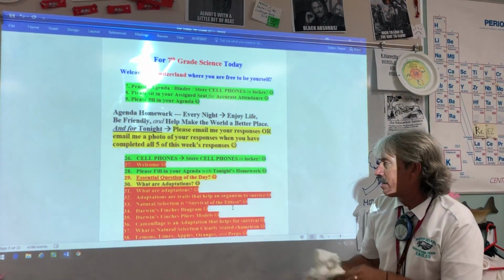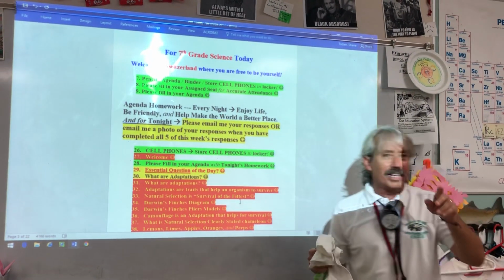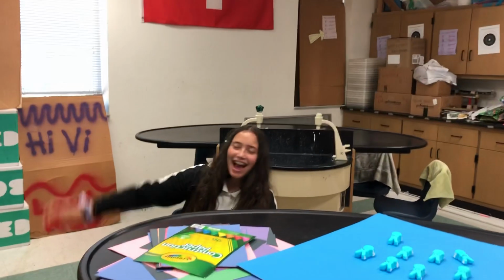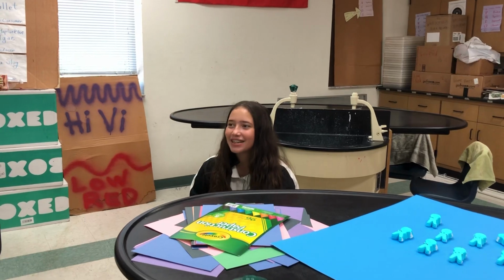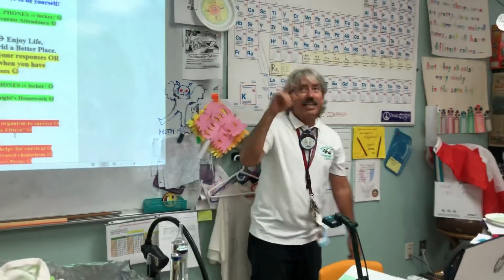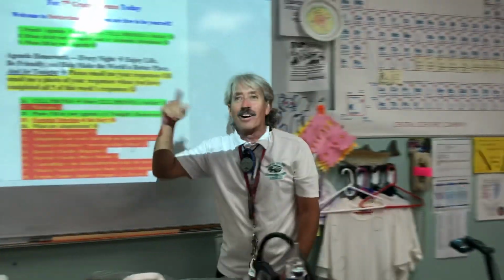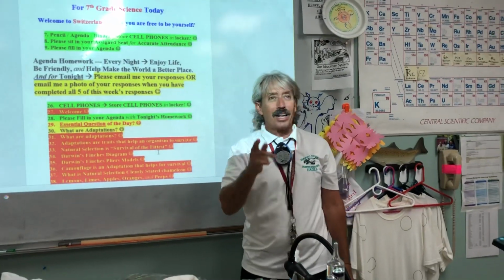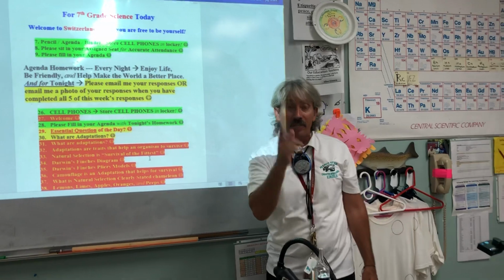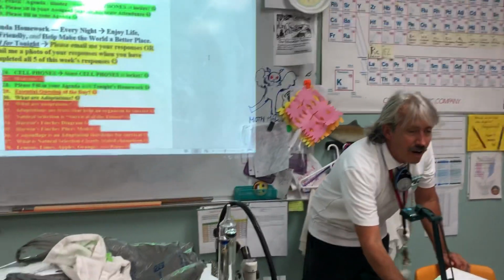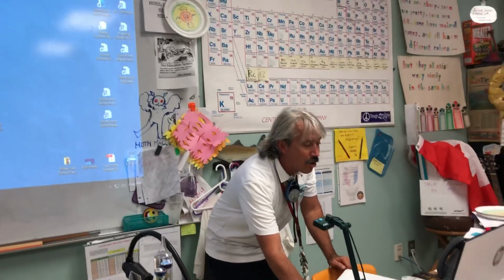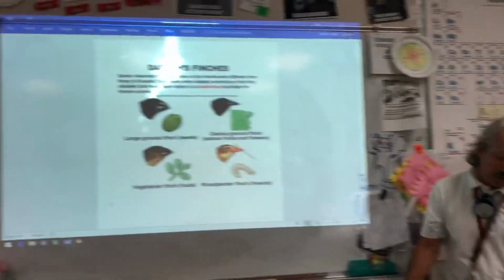So let's start here. Is there anybody that knows what are adaptations? Oh, Helen! Adaptations are traits that help an organism survive. That's exactly right. And so, yesterday, if you're doing all this in order, you read about Darwin's finches. And Darwin's finches were one of the reasons he figured out his whole theory of evolution.